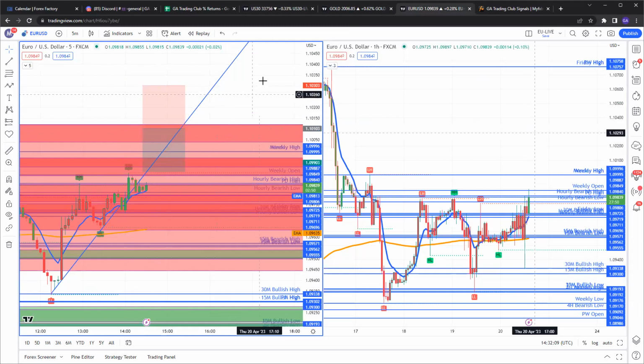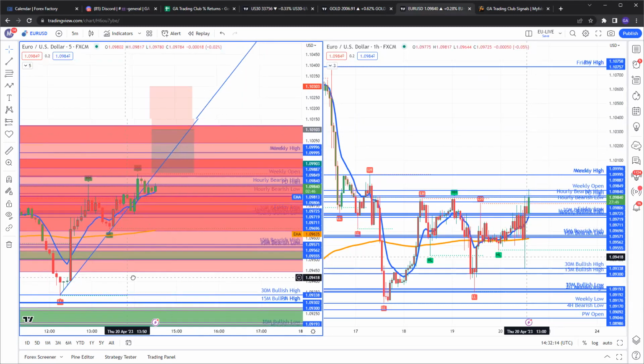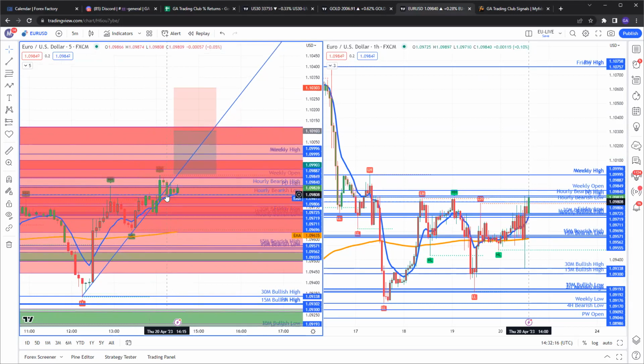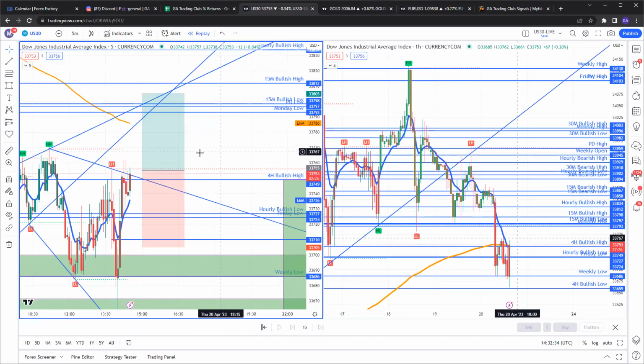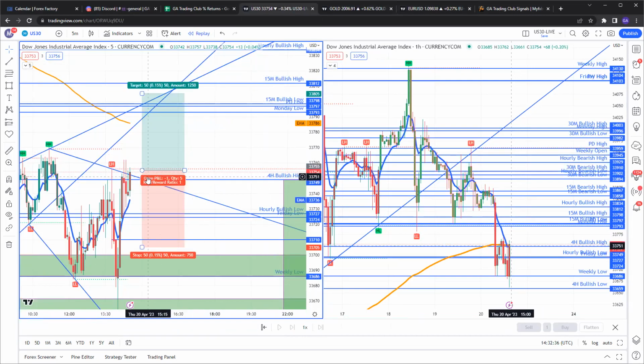EU, I'm still waiting for EU to come up here. But right now on EU, you can see we closed below this trend line, retested this trend line, but again, we are still trending to the upside. Also on EU, you can see we are at around an hourly bearish high, but EU to me is still bullish. So it might just slowly trend up. So let's just wait and see if we're going to get anything here for US 30.